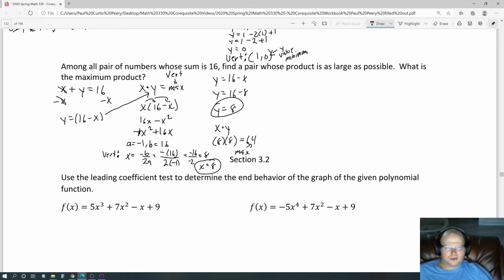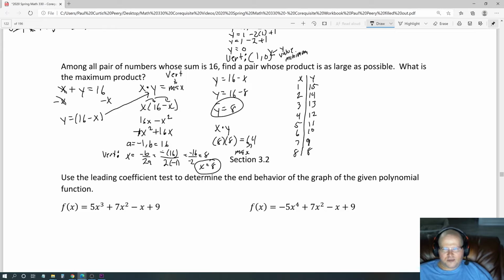Okay, well, two numbers. I can make a little chart, x and y. That could be 1, that would be 15. 2 and 14. 3 and 13. 4 and 12. 5 and 11. 6 and 10. 7 and 9. Oops, 9, and that would be 8. And this would be 8.